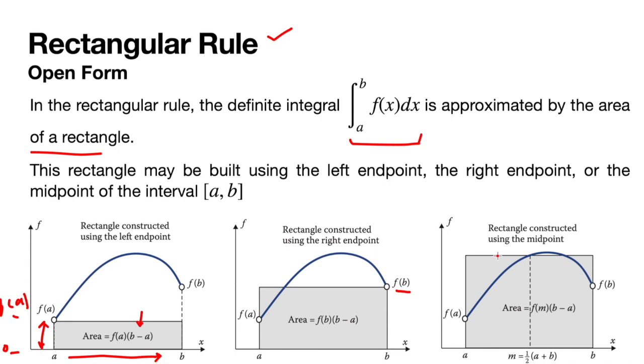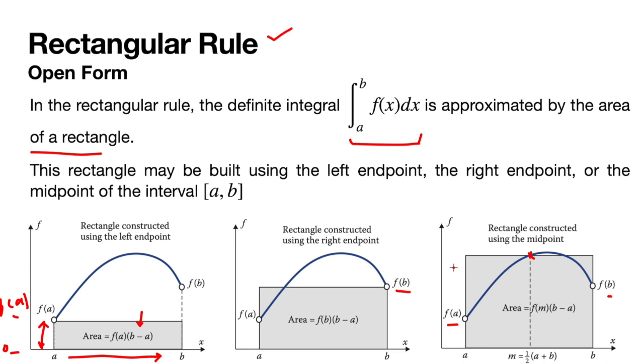Similarly, we can also use the midpoint. We have f of a and f of b, corresponding to the points a and b, so we can find the midpoint, which is half of a plus b. We move to that point and use it to calculate the rectangle. The area will be the function value at that point multiplied by b minus a. So this is the area under the rectangle.